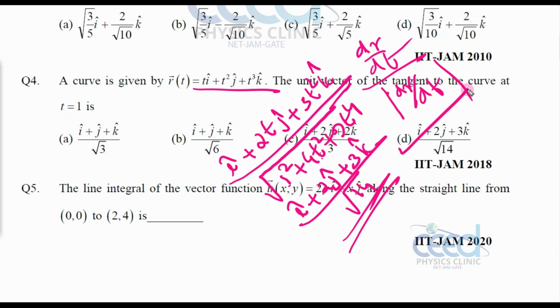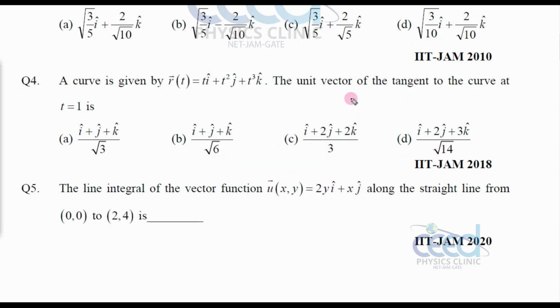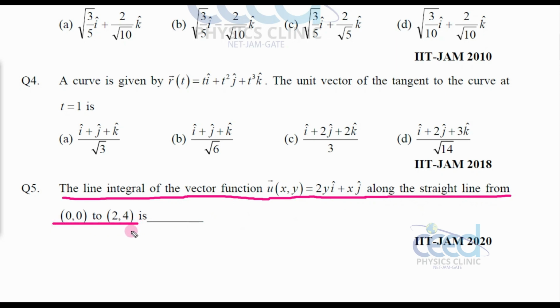Another question is a JAM 2020 question, right? The line integral of a vector function u of xy, that is equal to 2y i cap plus x j cap, along a straight line from 0,0 to 2,4. All right, so it is given the line integral of a vector u of xy, so we need to find that, that is equal to the integral of u of xy dr, right? This is the line integral.